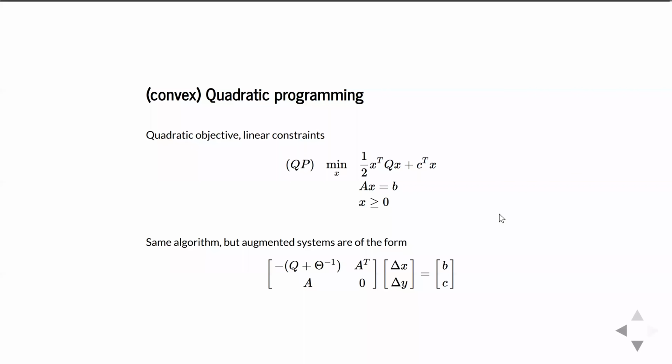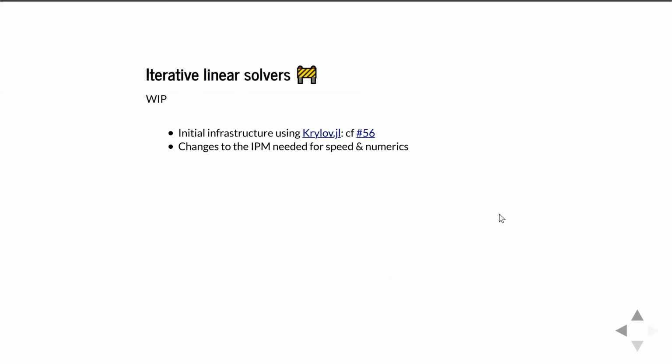So that's one area. The other one, which I'm currently working on, is to have iterative linear solvers implemented. So there's a PR in progress that will introduce some initial infrastructure for doing that. The package I'm using here is Krylov.jl. They have a number of Krylov methods, such as conjugate gradient, conjugate residual, MINRES, and a bunch of others. And I happen to know some of the developers of that package.